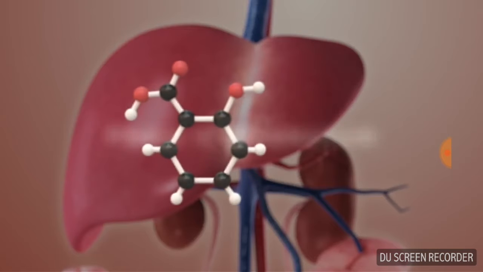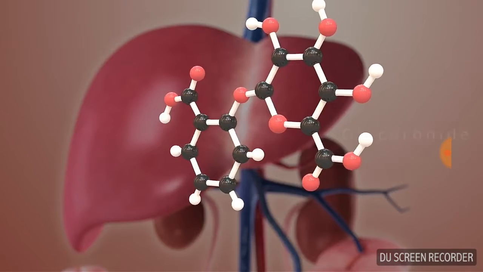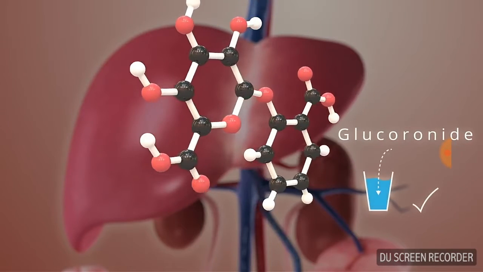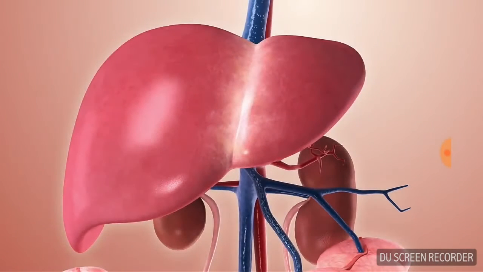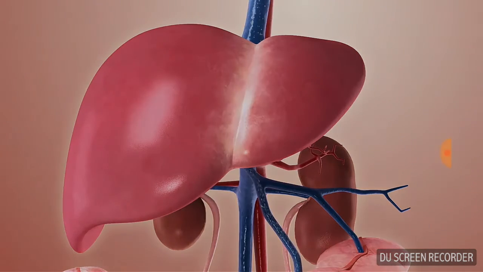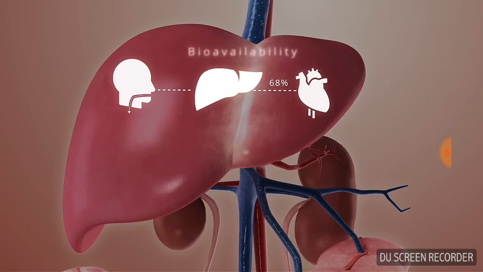Phase 2 metabolism. An ionized group is then added to the salicylic acid, forming glucuronide, which is water-soluble and can be excreted in urine. A lot less of the aspirin will continue its journey onto the rest of the body, including the site of the pain. Only 68% of orally taken aspirin will have any effect at all, because of all the filtering that the body has done. This percentage is called the drug's oral bioavailability.